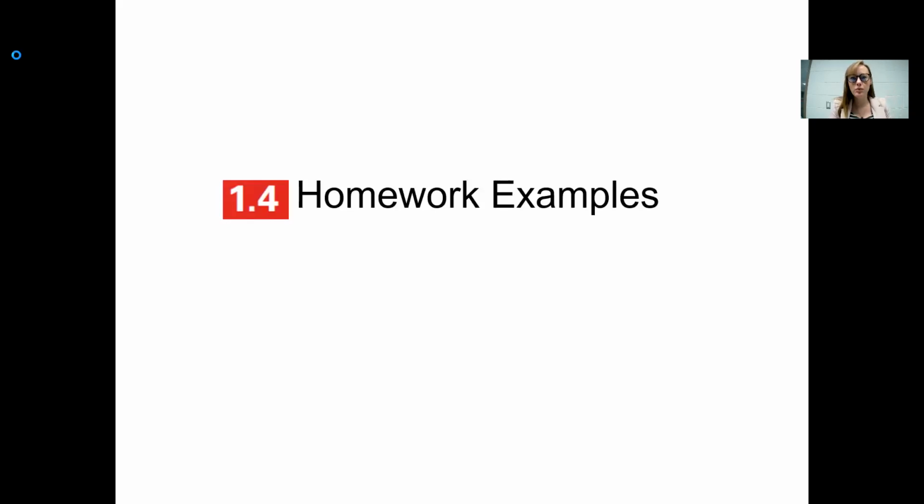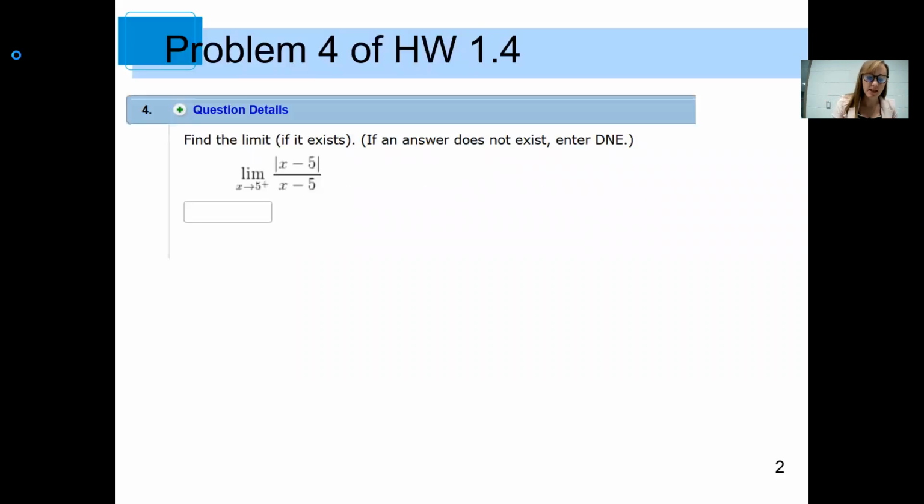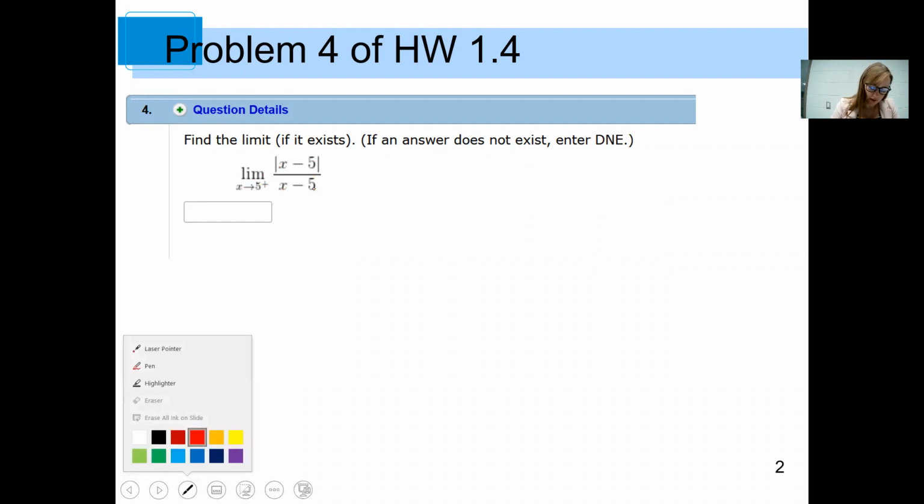We are looking at section 1.4, just a few examples from the homework that many students find challenging. The first one we're going to look at is problem number 4 from section 1.4. This one asks us to find the limit as x approaches 5 from the right of the absolute value of x minus 5 over the quantity x minus 5. This is tricky because it has that absolute value sign.